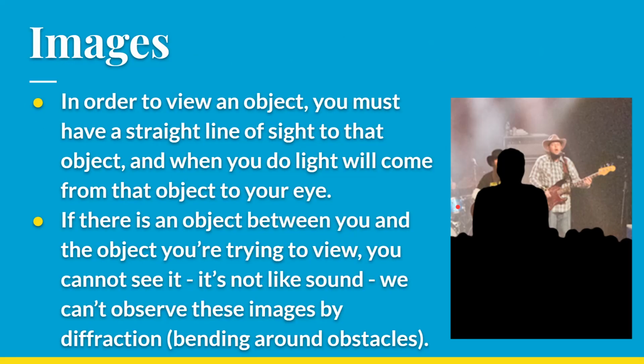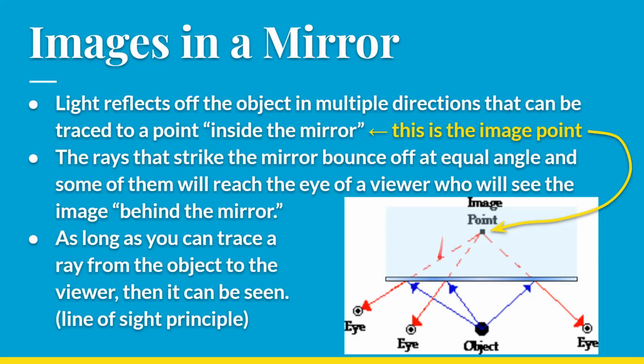All right, so in order to view an object, you must have a straight line of sight to that object, and when you do, light will come from the object to your eye. If there is something between you and the object you're trying to view, you cannot see it. It's not like sound. The waves aren't going to bend around the object so that we can see it. We can't observe these images by diffraction. Like if you've ever been at a concert and there's a really tall person in front of you, or maybe somebody sitting on somebody's shoulders, you don't have a very good view anymore. You can still hear it, but you can't really see it. So you have to have a line of sight, which is what this is showing here.